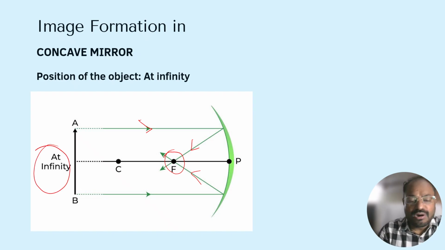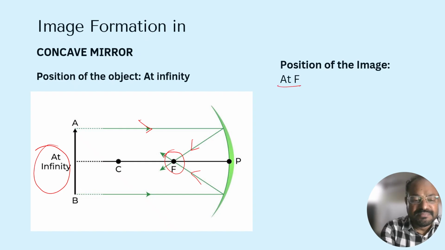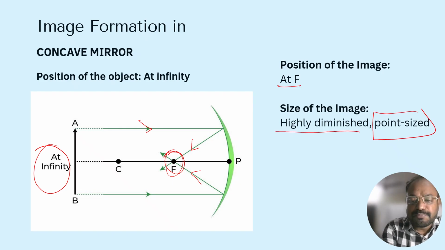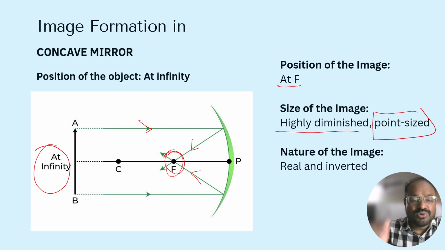This AB is the object, and you can see the image position will be at F, as we have seen in the table. The size of the image is highly diminished or point size, as you can see in the diagram. Now the image is going to be real and inverted. Real and inverted image will be obtained.